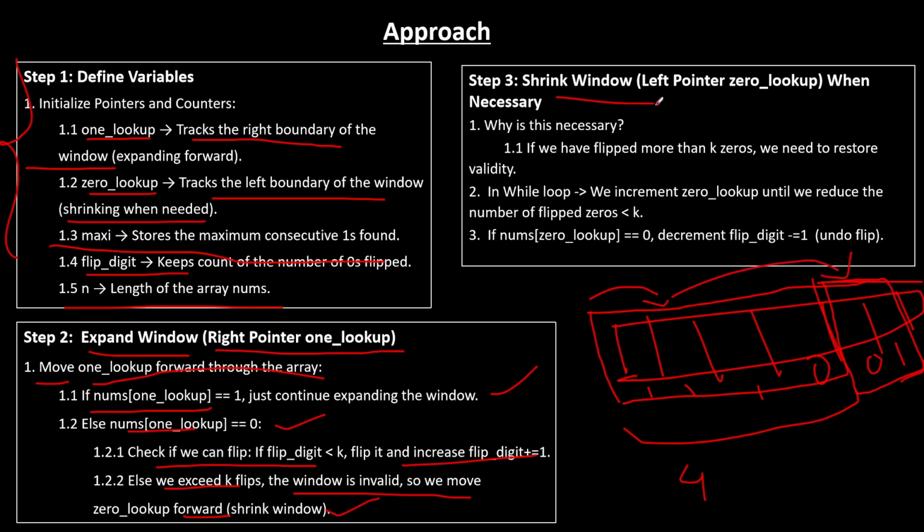Why is shrinking this window necessary? It is because if we have flipped more than k zeros, we need to restore the validity. We have to bring back the k so that we can use it ahead. And in a while loop, we will increment zero lookup until we reduce the number of flipped zeros to k. We will be having a while loop in which we increment the zero lookup until the flip variable becomes less than k. And if nums of zero lookup is zero, we decrement the flip digit. That's it.